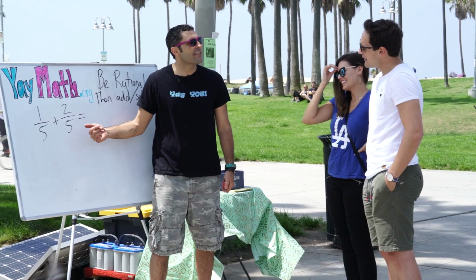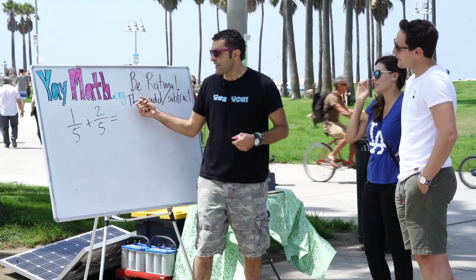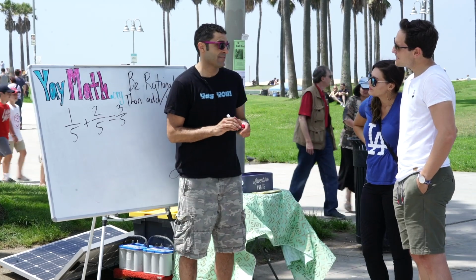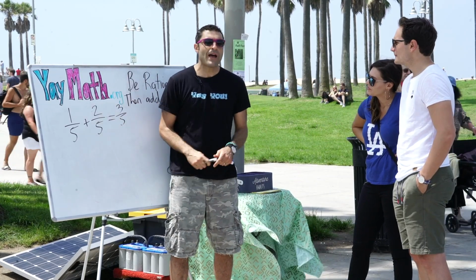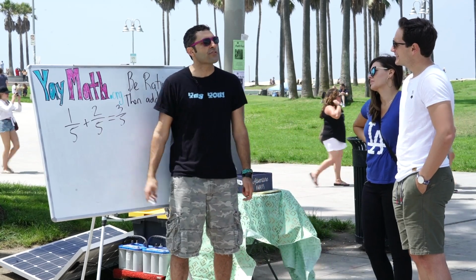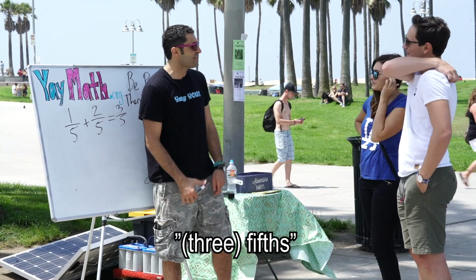So what is this, Joey? 3/5. 3/5, that's right. Because you know what you're doing? You're adding the same type of thing, right? 1 apple plus 2 apples is 3 apples. 1/5 plus 2/5 is 3/5. Rock and roll, you got it, okay?